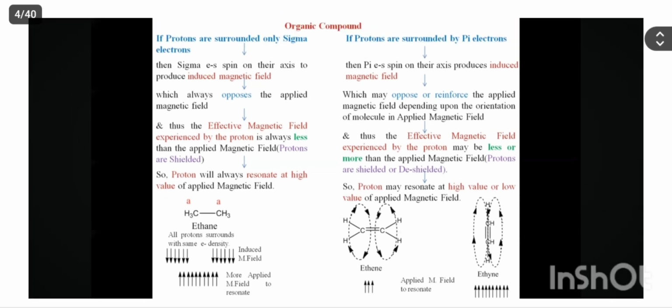If protons are surrounded by pi electrons, then pi electrons spinning on their axis produce induced magnetic field, which may oppose or reinforce applied magnetic field depending upon the orientation of molecule in applied magnetic field, and thus effective magnetic field experienced by the proton may be less or more than applied magnetic field. So proton may resonate at high value or low value of applied magnetic field.